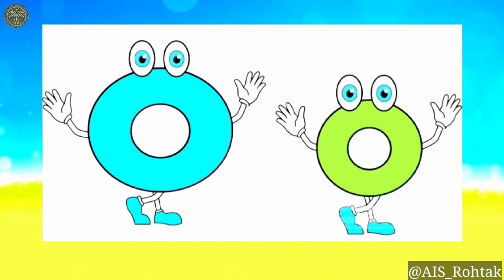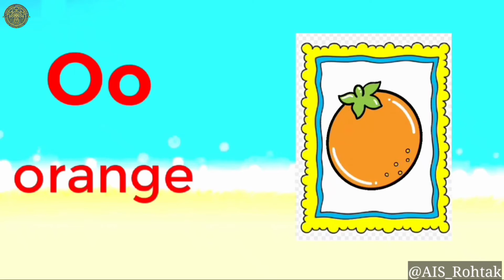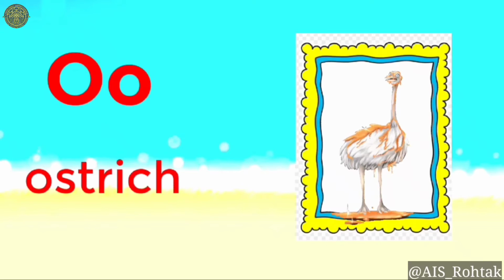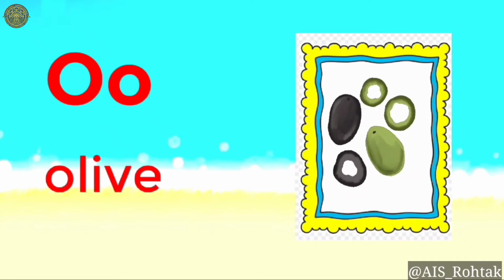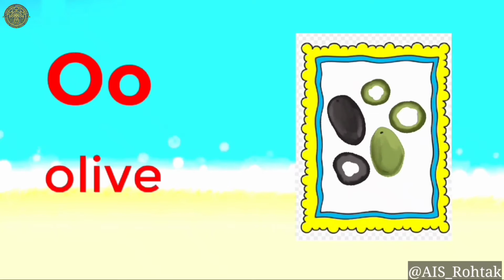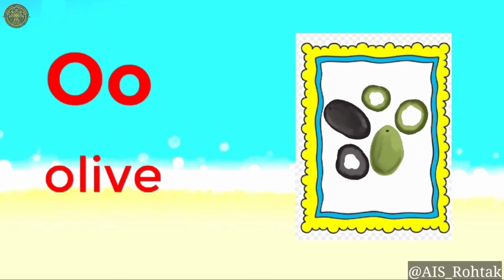Now it's time to learn about letter O and some words that start with letter O. O makes the sound O. So our first word is O, O, orange. And the next one is O, O, ostrich. And the next is O, O, olive.